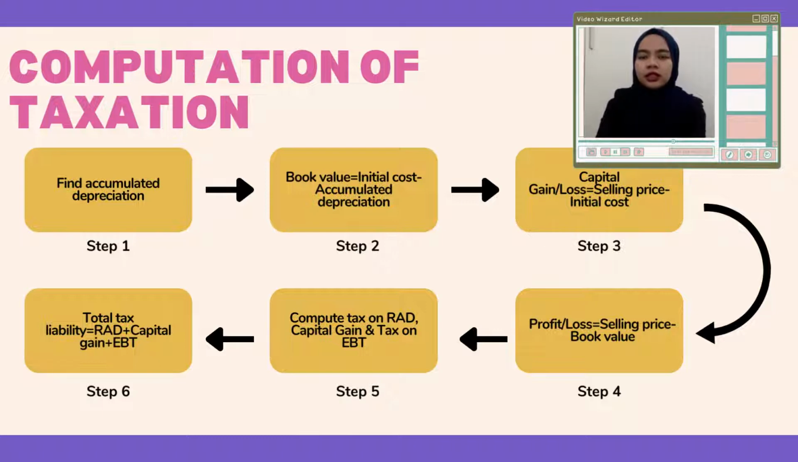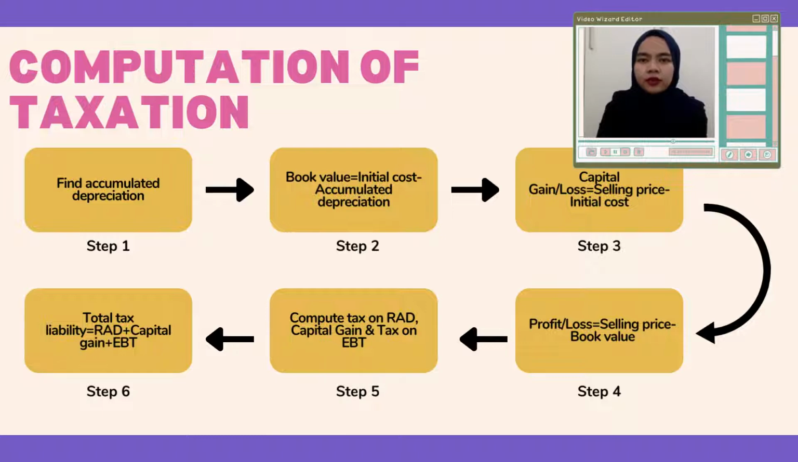Step 3, find a capital gain or loss. We use the formula of selling price minus initial cost. If capital gain, we need to calculate the capital gain tax. If capital loss, we do not need to calculate the capital gain tax. For step 4, we have to find profit or loss, using the formula of selling price minus book value. If we get a profit, we have to calculate tax on R&D. If loss, then calculate tax saving.